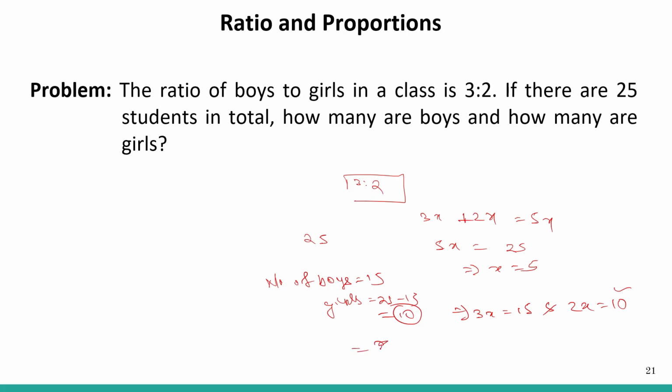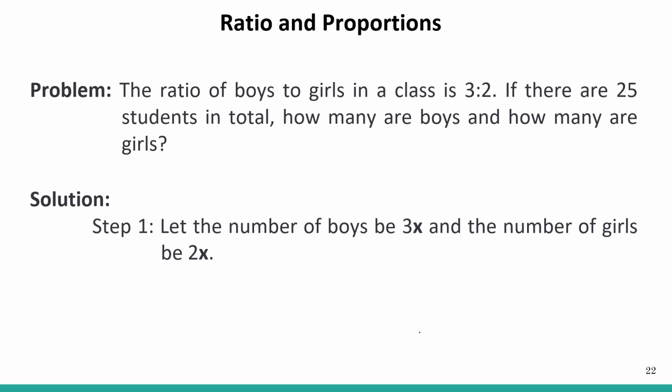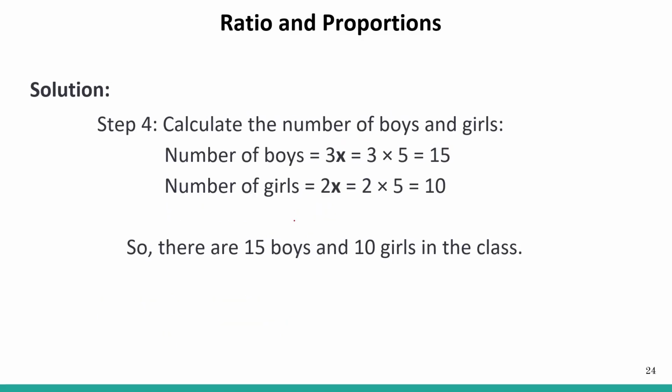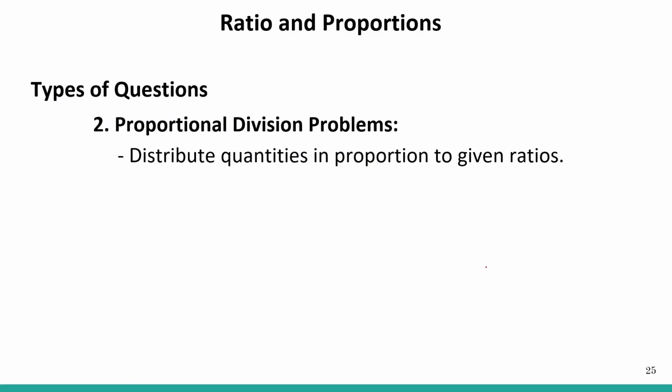Or we can say 5 into 2 is equal to 10. So this will be the correct answer: the number of girls is equal to 10. So let the number of boys be 3x and the number of girls be 2x. Their sum is 5x, so 5x is equal to 25, and x is equal to 25 by 5, which is 5. Now calculate the number of boys and girls. Number of boys is 3x, that is 3 into 5, which is 15. Number of girls is 2x, that is 2 into 5, which is 10. So there are 15 boys and 10 girls in the class.